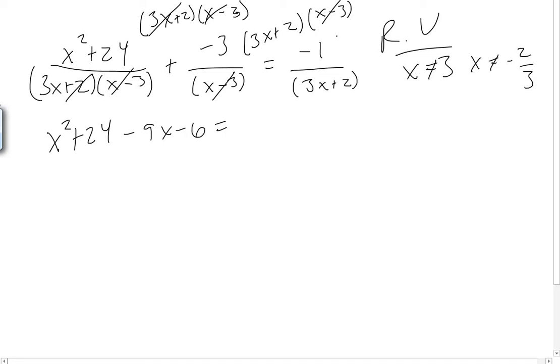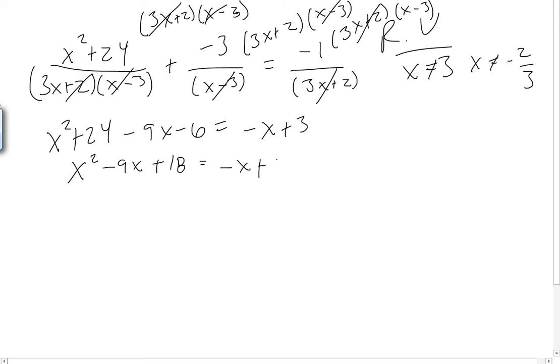And then I also have to multiply this top by 3x plus 2, x minus 3, so that I'm left with negative x plus 3. The negative multiplies times the x and times the negative 3 to give me negative x plus 3. Again, sorry, I'm trying to squeeze all of this work into one little page, so it's a little bit messy. But for now, let me just simplify. X squared minus 9x plus 18 should equal negative x plus 3.